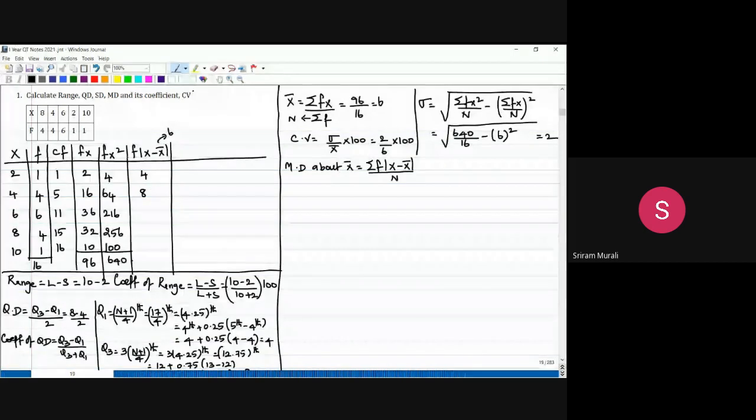F is 4. X minus x bar, 4 minus 6 is 2. 4 2s are 8. Because of modulus, it will be positive. 6 minus 6, you know this is 0. If you multiply with f, it is also 0. 8 minus 6 is 2. 2 into 4, it is also 8. 10 minus 6 is 4 into 1, which is equal to 4. Have you understood this part?